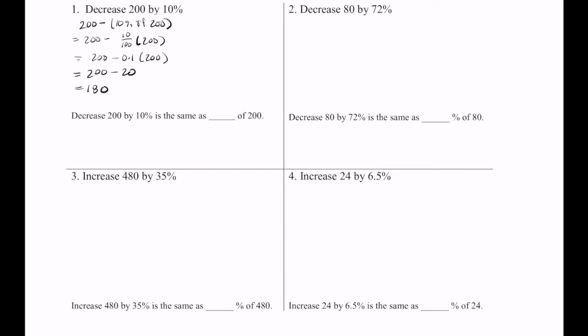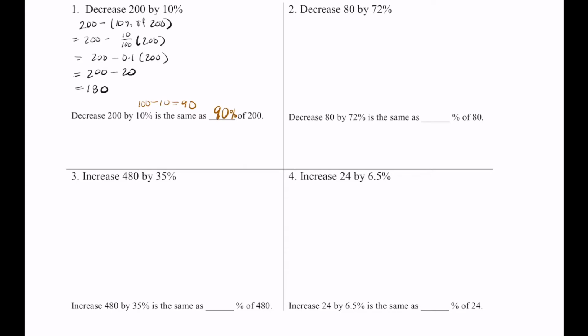which equals 180. Now, we can decrease 200 by 10%, or equivalently, you'll see that if you have 100 and subtract 10, it's the same as 90. We have 90% of 200 left over. So decrease 200 by 10% is the same as 90% of 200.